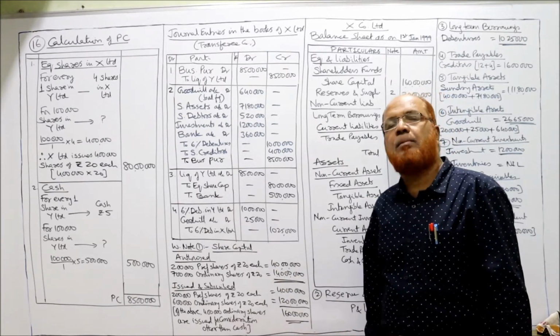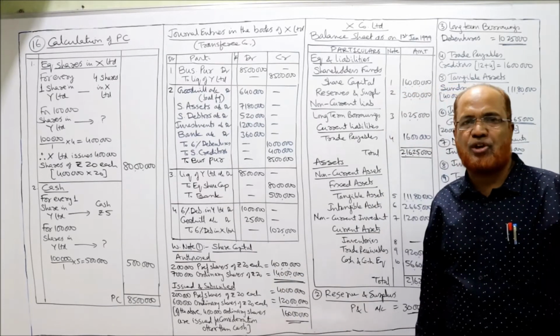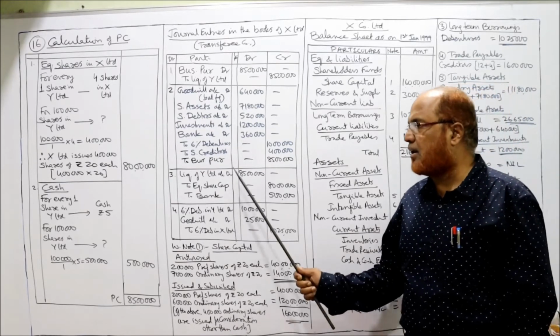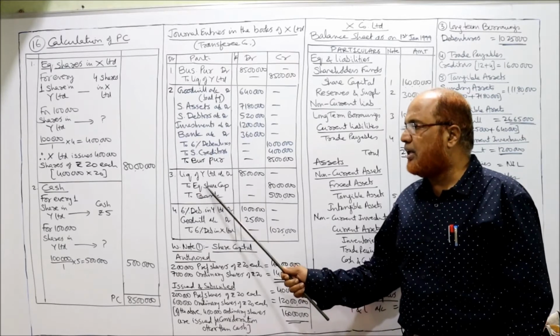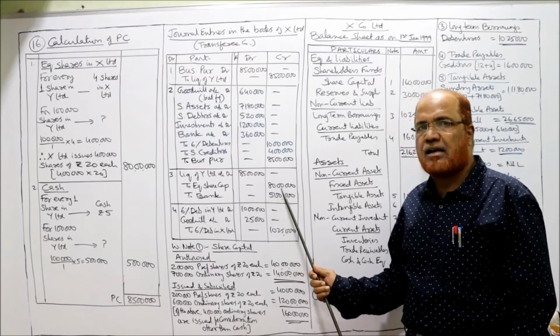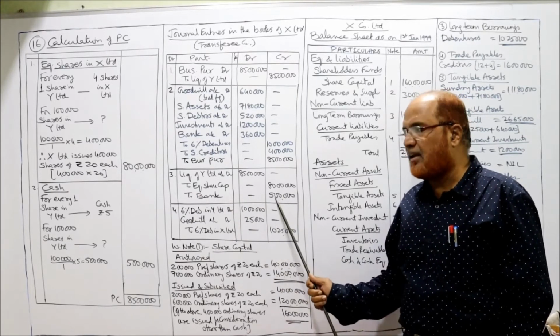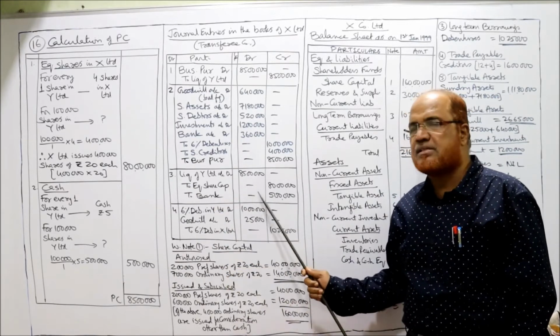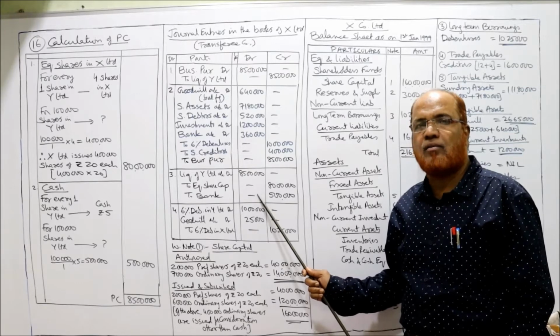Now next entry will be PC paid, purchase consideration paid. So liquidator of Y Limited account debit 85 lakh. To equity share capital 80 lakh. And to bank 5 lakh. 80 lakh shares, 5 lakh rupees bank. Being the PC paid to the liquidator of Y Limited.